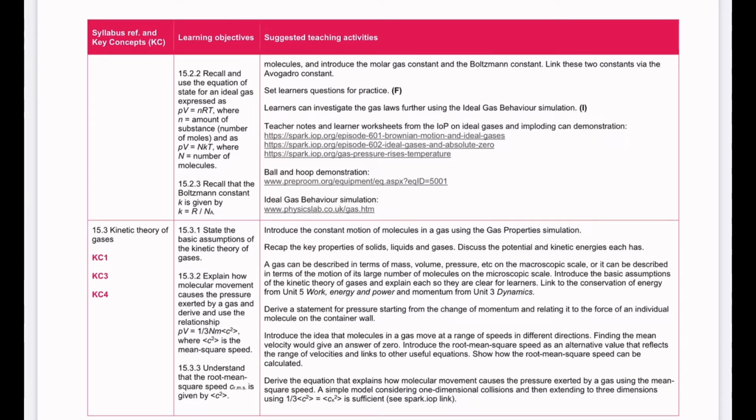Key concept. Kinetic theory of gases. Learning objectives. 15.3.1 State the basic assumptions of the kinetic theory of gases.